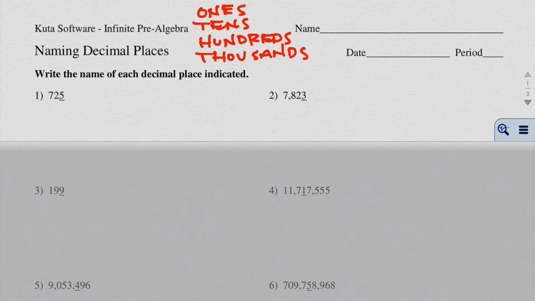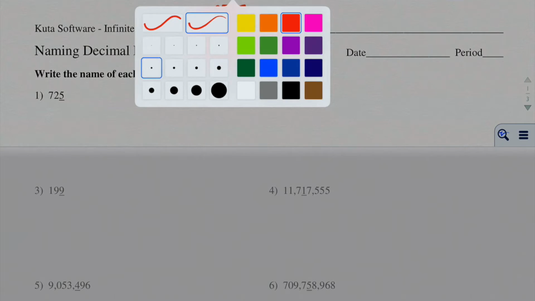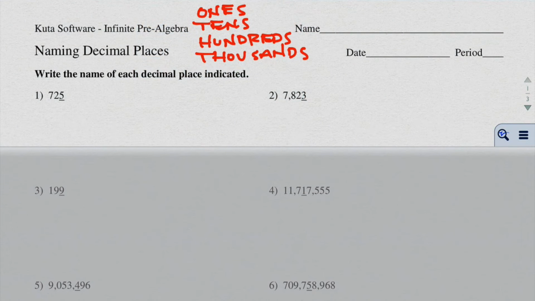So one thing to quickly note is if in the number there's no decimal place written, you always assume it's at the end. So for number 1, it would be after the 5. And that's where we start, going down the list from ones, tens, hundreds, and thousands as we go from right to left. So for number 1, the 5 is in the ones place. And just as a note, the 2 would be in the tens place and the 7 in the hundreds place.